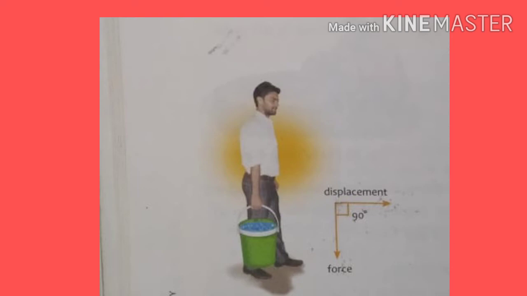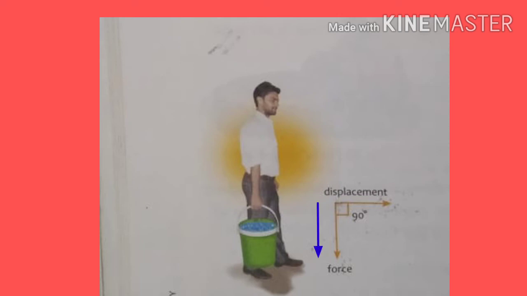a suitcase in your hand, the suitcase or bucket moves, but the force applied on the bucket or on the suitcase, that is force of gravity, is in the vertically downwards direction. As you all know that force of gravity is the force exerted by earth towards its center on any object. So this force applied by the earth is in the vertical direction towards downwards.